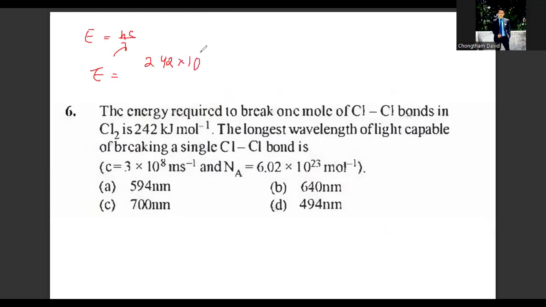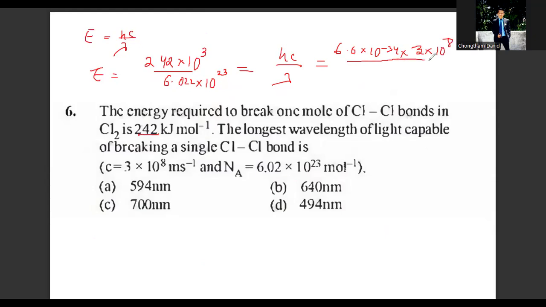242 into 10 to the power 3. This much amount of kilojoule is required per mole. Okay, that is the Avogadro's number. You have to multiply and divide by this, which is equal to hc by lambda. What is the value of Planck's constant? You already knew that it is 6.6 into 10 to the power minus 34. Then speed of light, you know that is 3 into 10 to the power 8.